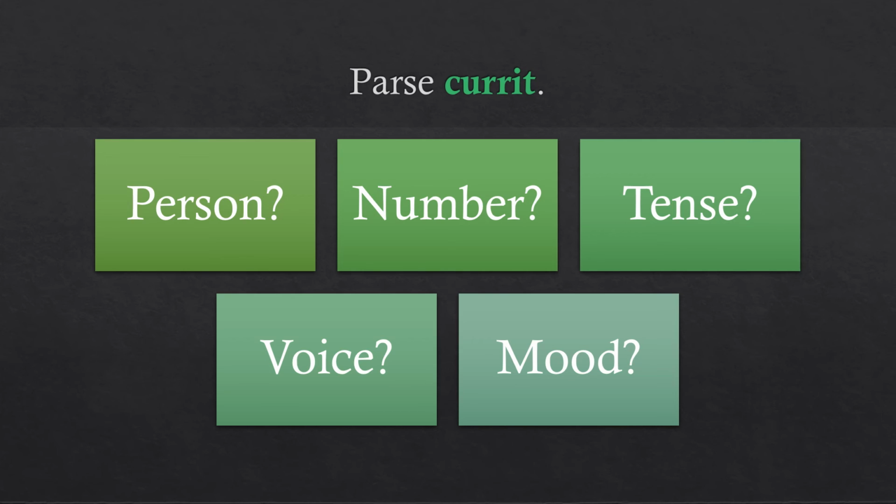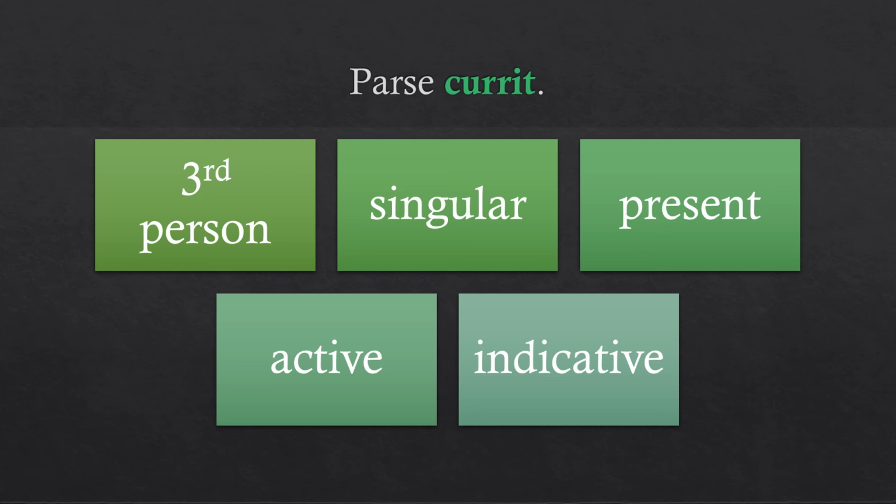Now let's parse currit. What is its person, number, tense, voice, and mood? Third person, singular, present, active, indicative. Remember, we currently only know one tense, one voice, and one mood, present, active, and indicative, so you can focus on identifying the person and number for now.